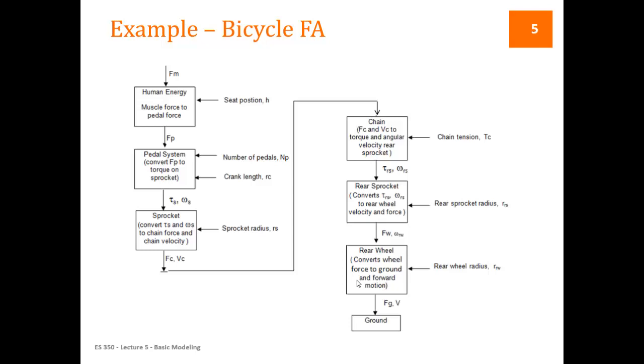Then we look at the chain, and we've got that force and speed on the chain, and the chain is going to turn that into torque and omega on the rear sprocket. And then we look at the rear sprocket, and that's going to turn that torque and omega into force on the wheel and speed of the wheel. And then we look at the wheel itself, and that's going to have a force on the ground and a speed of the overall bicycle, right? And so that's the general functionality of the bicycle.